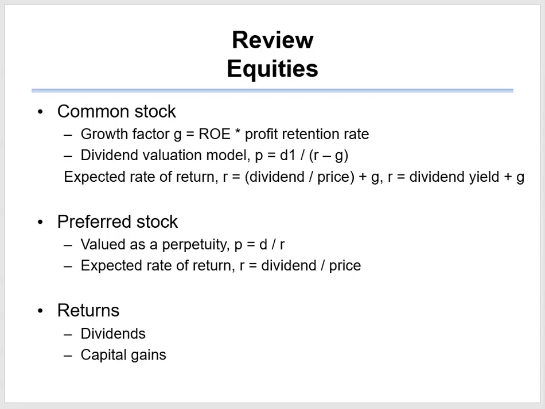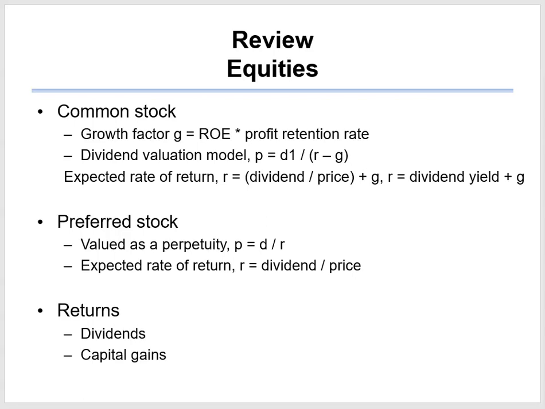Well, the dividend divided by the price is just what we call the yield. The dividend yield, the book says, or we just call the yield on stocks. The dividend divided by the price is the yield. So if a stock is paying 4% dividends based upon its price, plus we expect a growth rate of 2%, 4% plus 2% gives us an expected rate of return of 6%.